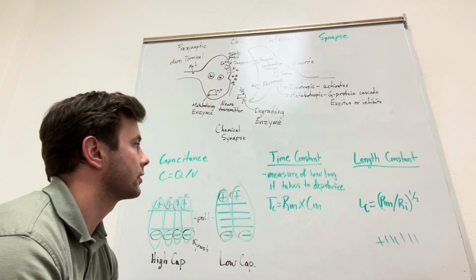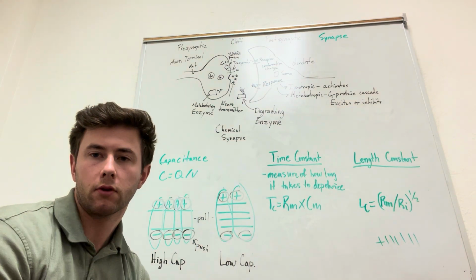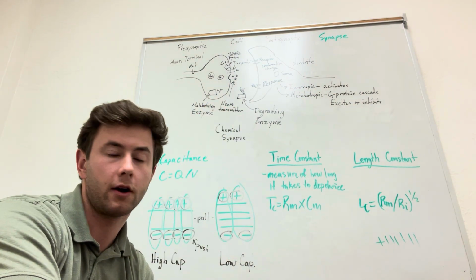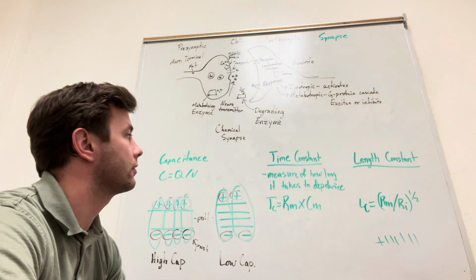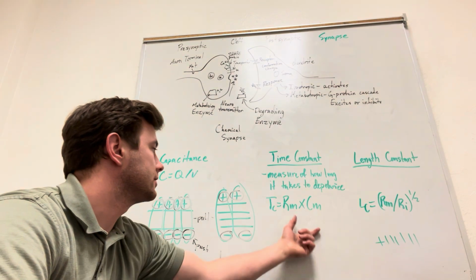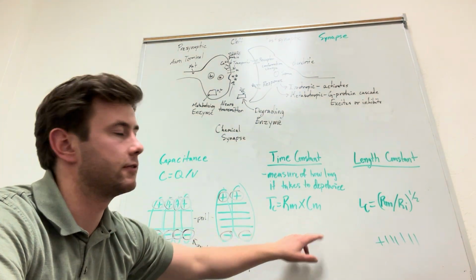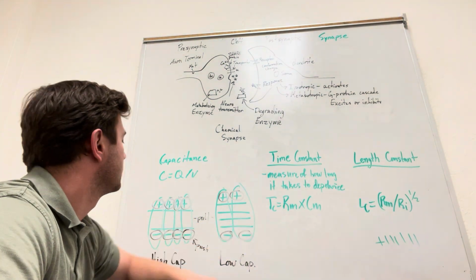Let's look at the time constant. It's essentially the measure of how long it takes to depolarize a membrane, how long it takes to get positive charges through the membrane and into the cell. And this is dependent on our resistance of the membrane as well as our capacitance of the membrane. Let's look at resistance of the membrane first.